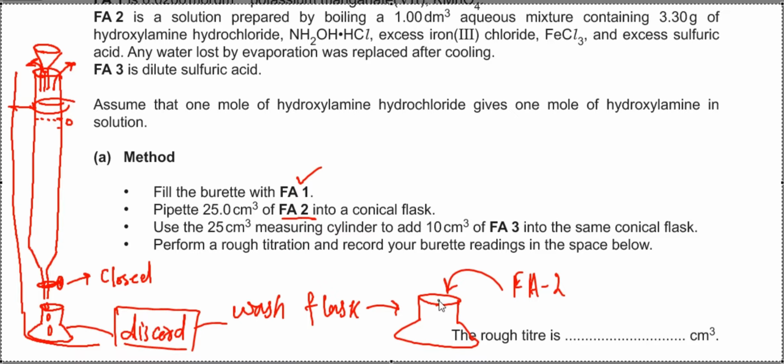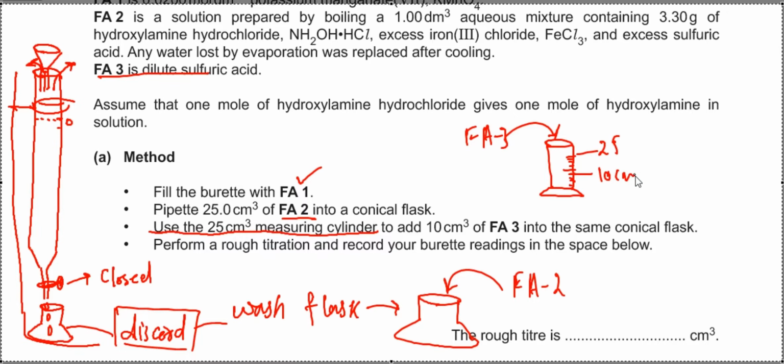Then the third step: take the 25 centimeter cube measuring cylinder. Its capacity is more, so no need to worry about that. This measuring cylinder has a total capacity of 25, but add from this how much? This is Fa3, which he clearly mentioned is sulfuric acid. So add the Fa3 till 10 centimeter cube, and then pour it into the flask.